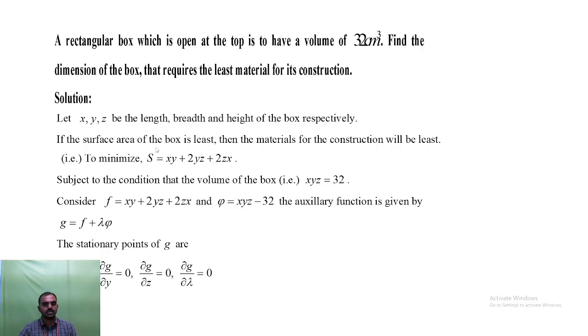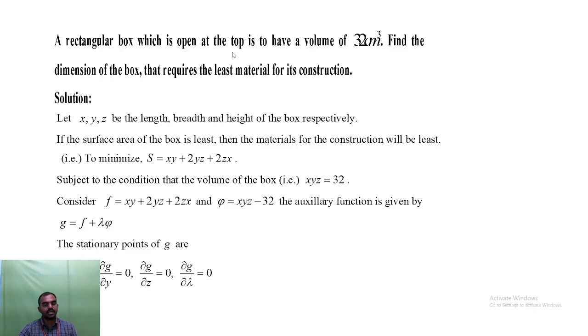Okay, so it is an open box, open at the top. Open at the top means there is no top face. In the top level there is only the length and the breadth, so that is xy. Plus 2 times the remaining 2 faces, yz plus yz is 2yz, and the remaining 2 faces zx plus zx, 2zx.